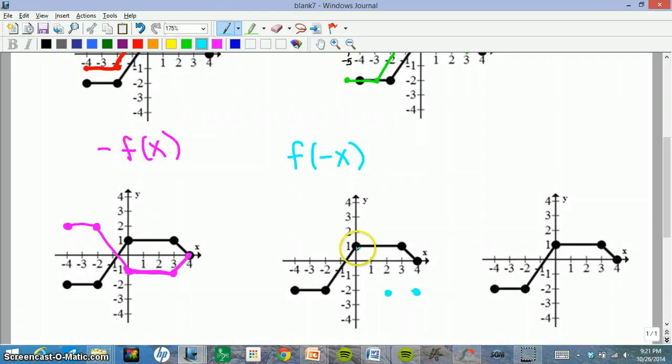0, 1. Opposite of the input, still 0. Keep the output. 3, 0. Now becomes -3. I'm sorry, 3, 1. Now becomes -3, 1. And last, 4, 0. Now becomes -4, 0. Connect these as follows. And there we go. Again, writing on the tablet isn't as easy as graph paper with a pencil, but hopefully this helps.